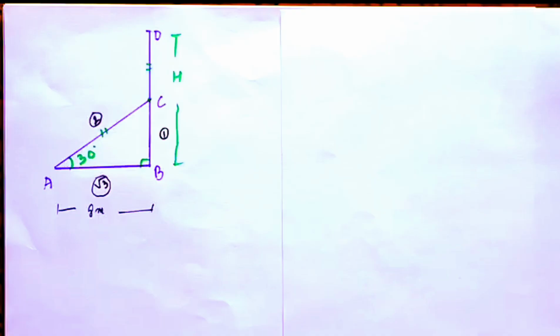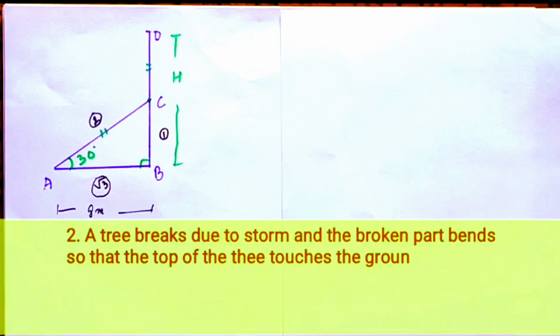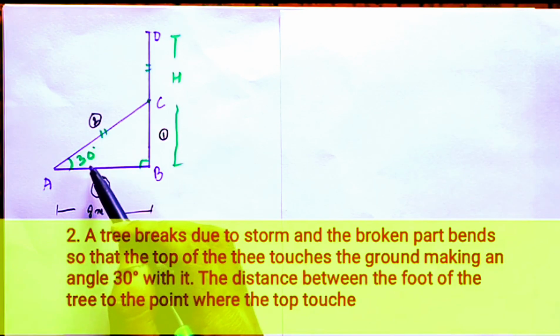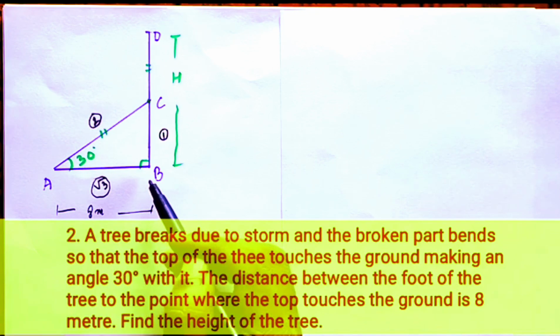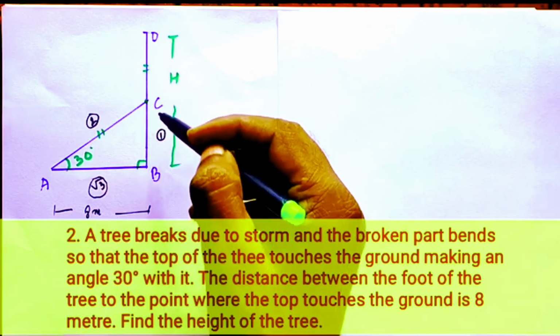Our next question is, a tree breaks due to storm and the broken part bends so that the top of the tree touches the ground, making an angle of 30 degree with it. The distance between the foot of the tree to the point where the top touches the ground is 8 meter. Find the height of the tree. So here we draw the diagram.